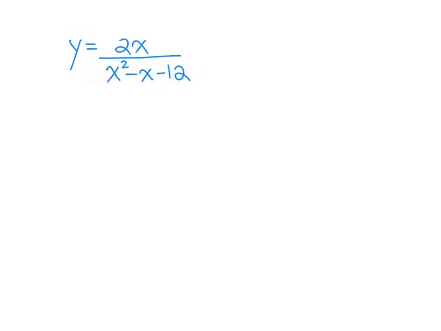The first thing I notice is the degree is bigger on the bottom than the top, which is going to tell me something about my horizontal asymptote. It's no longer going to be the coefficients in front of x. If you think about really big values of x, like 1,000,000, you'd have 2 million on the top, and 1,000,000 squared would be a really gigantic number, way bigger than 2 million.